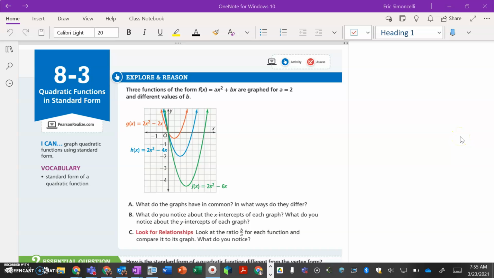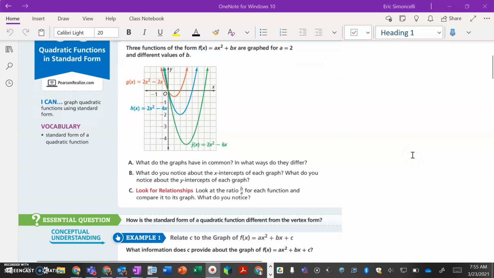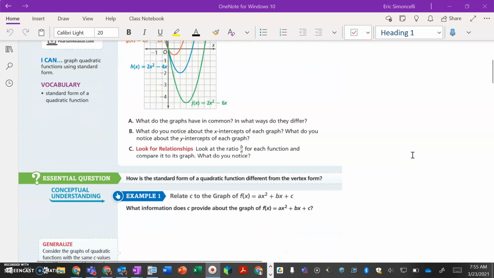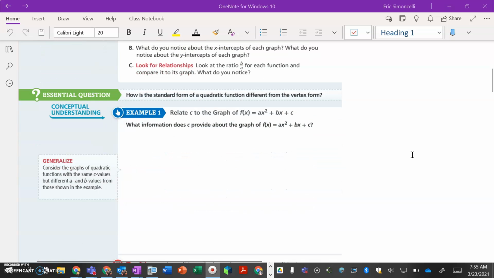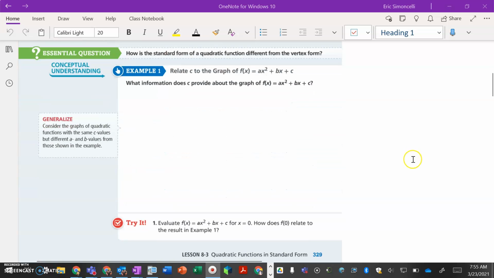Hello students, welcome to section 8-3, quadratic functions in standard form. Today we're going to be taking a look at a continuation of all of our work with quadratics, more specifically how standard form will play into things. How is the standard form of a quadratic function different from the vertex form? Yes, we've already discussed vertex form.